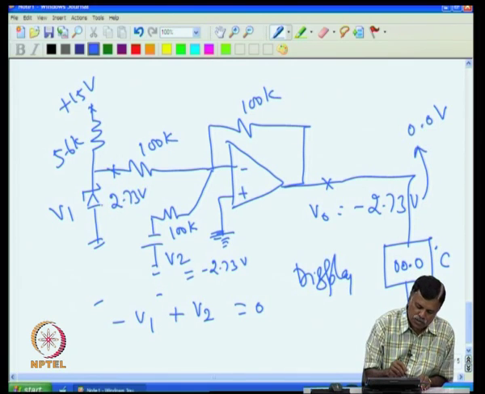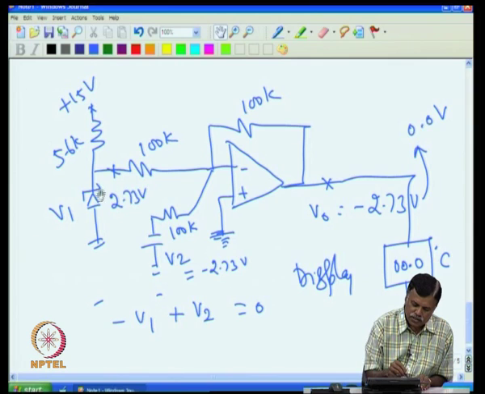So, I give here 2.73 volt, then this will become 0 at 0 degree C. Then if the temperature goes up, say 100 degree C, this will go to 3.73 at this point. This remains 2.73.